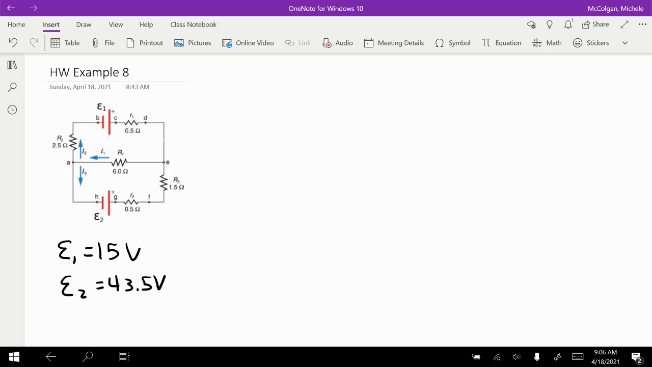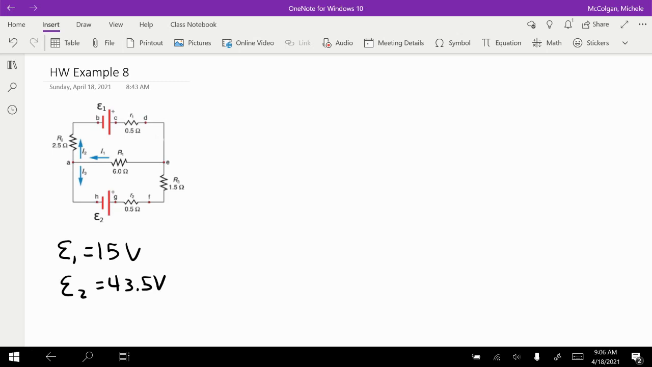My R's are given in the problem. So R1 and R2 are the internal resistances of the batteries, 0.5 each. And then R1 is 6 ohms, R2 is 2.5 ohms, and R3 is 1.5 ohms. Okay, so this is going to be a long problem.